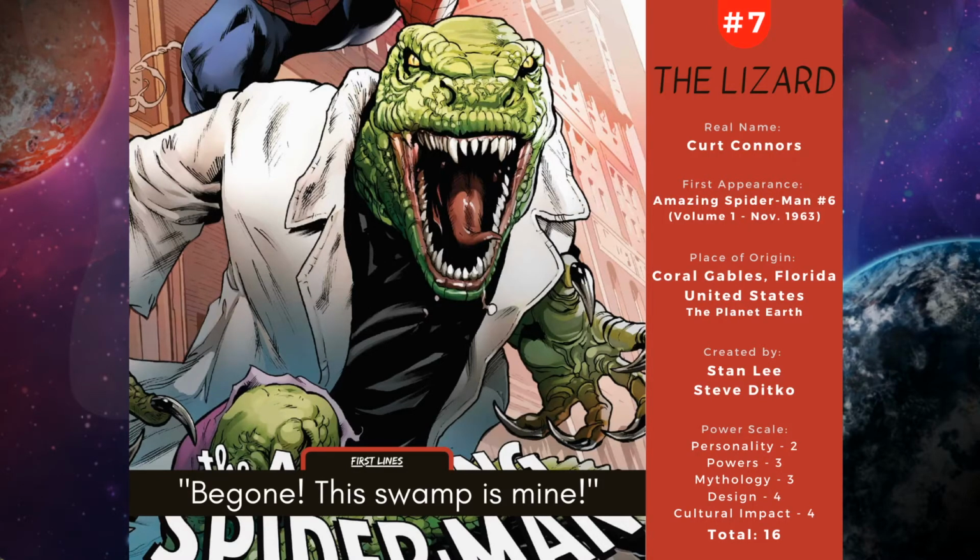Not really a mastermind that really puts huge footprints in the Marvel Universe, but a very consistent foe for Spider-Man, of course. Design 4, again, we go back to the guy's a giant lizard. Just looks cool. Of course, the iconic purple pants and white lab coat accompany the lizard after most of his transformations. Cultural impact 4. And we saw Kurt Connors in the Sam Raimi Spider-Man trilogy.